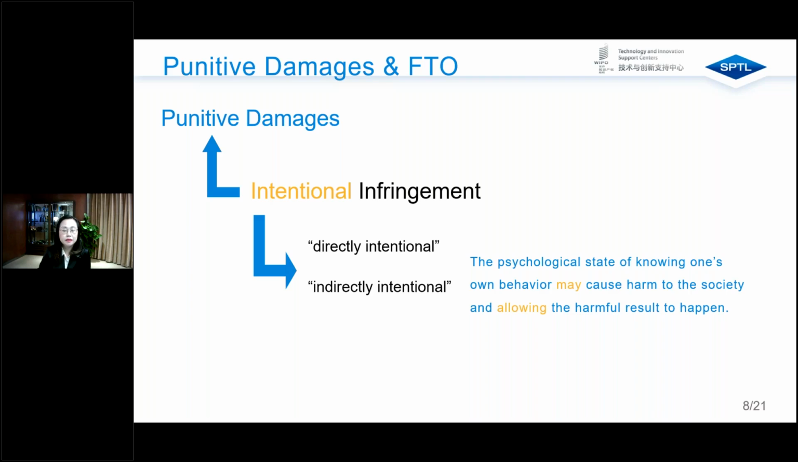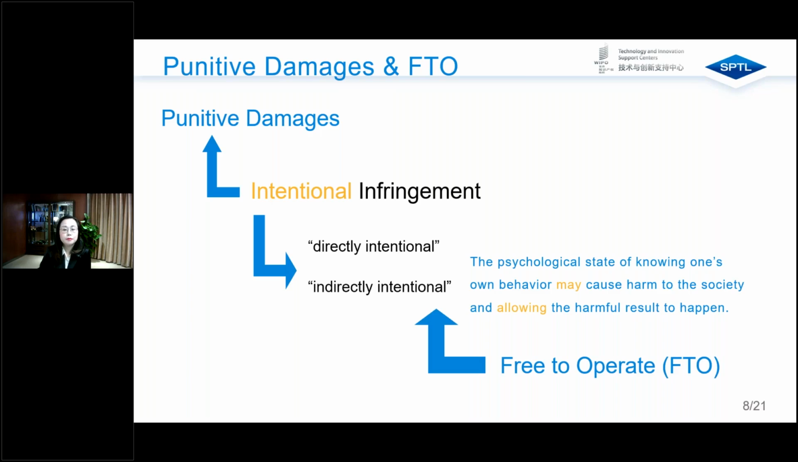In a patent case, if one knows the product may infringe a patent right, but does not take any preventive measures and allows the infringement to occur, such activity may be determined as indirectly intentional and constitute intentional infringement, which leads to punitive damages.